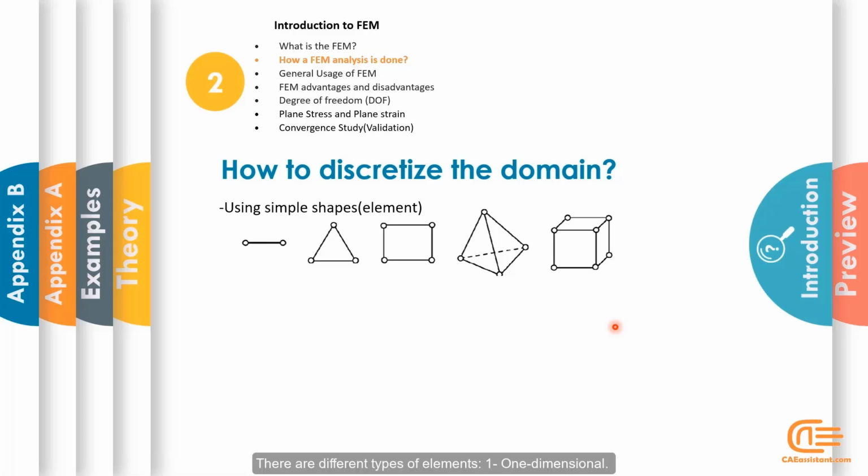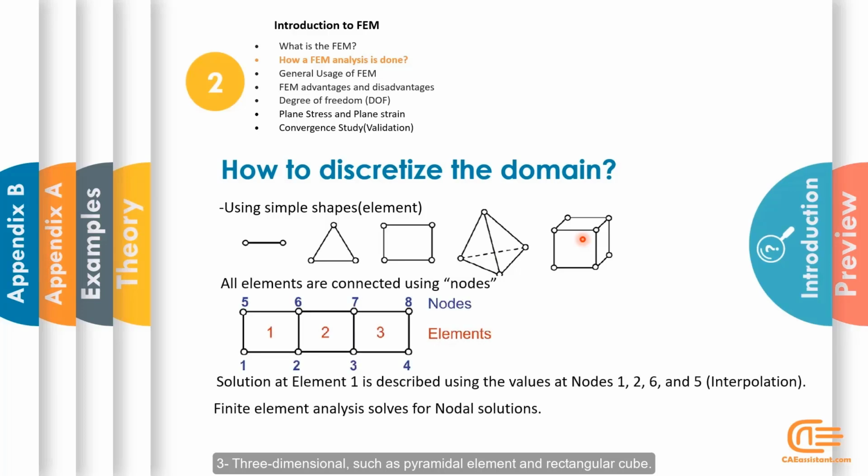There are different types of elements. Number 1, one-dimensional. Number 2, two-dimensional, such as triangular and rectangular elements. Number 3, three-dimensional, such as pyramidal elements and rectangular cubes. All elements are connected by nodes, so some nodes are common.